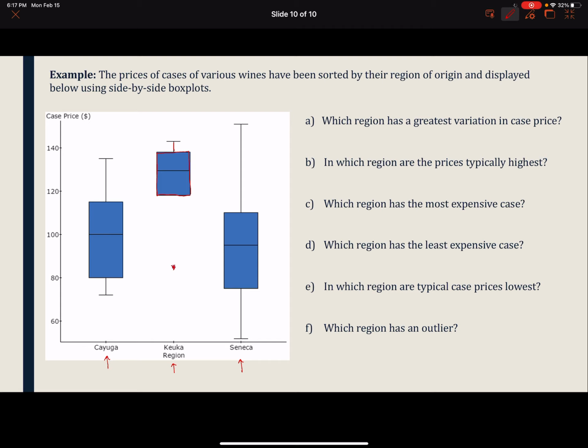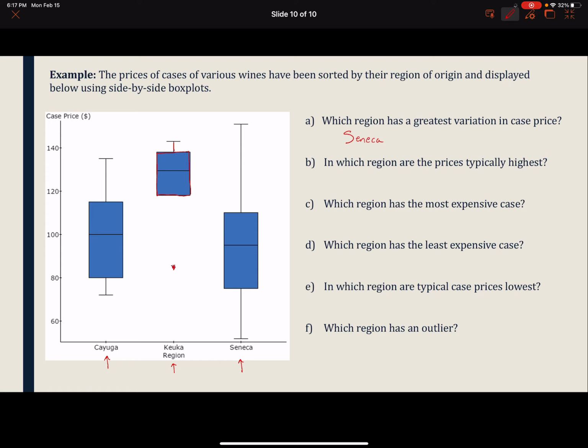So when we get to part A, it says, which region has the greatest variation in price? Greatest variation means that the distribution is the most spread out. So we would say the Seneca region is the most spread out. It's the longest of all of these. So the Seneca region has the greatest variation.